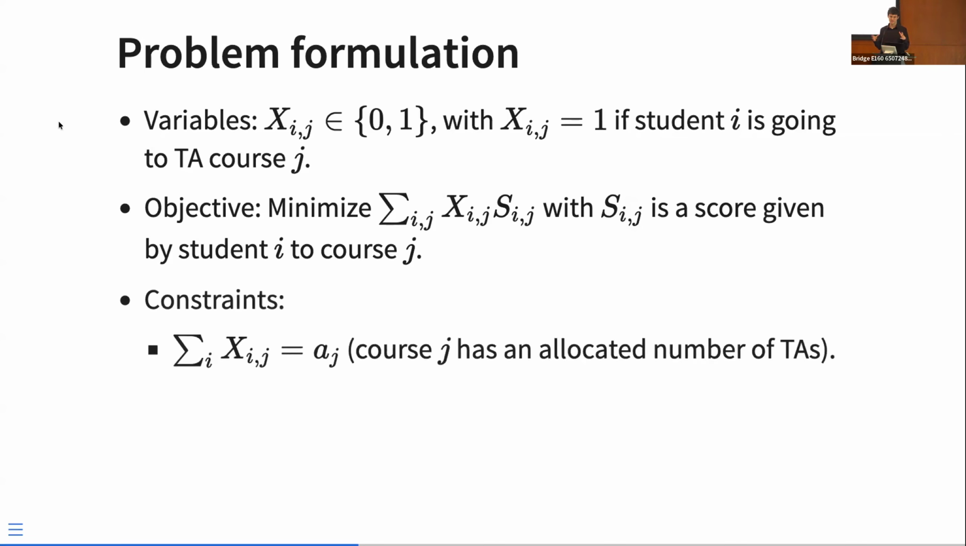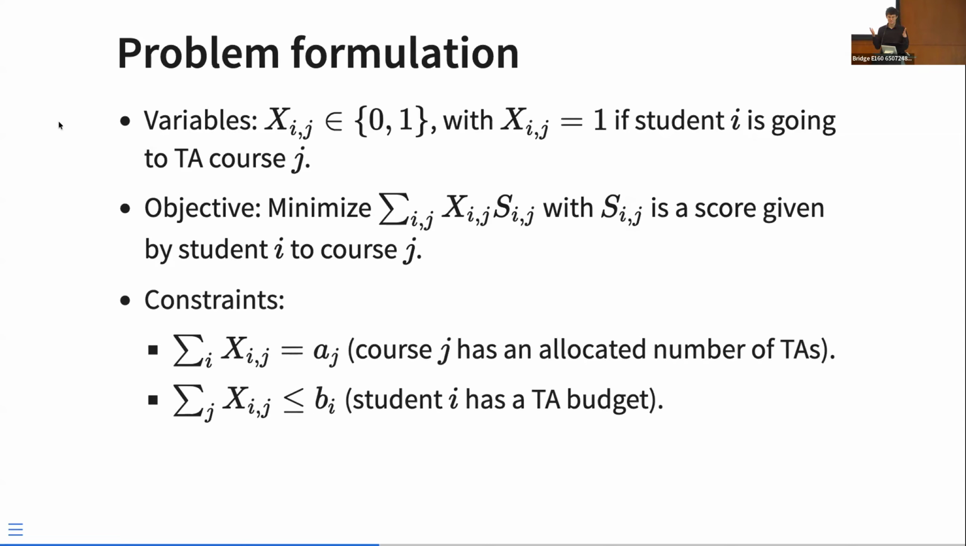And then there are constraints. For instance, if you fix j and sum over i, you get the number of people who are TAing course j, and that has to equal some allocated amount that's based on historical course enrollment. Likewise, if you fix i and sum over j, you get the number of times each person is TAing, which also has a bound, since people can't TA too much.